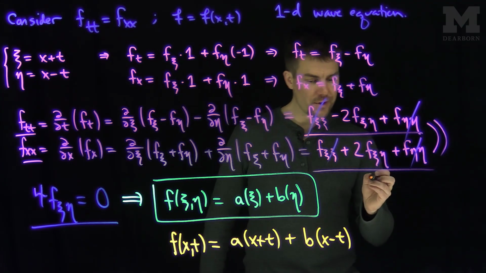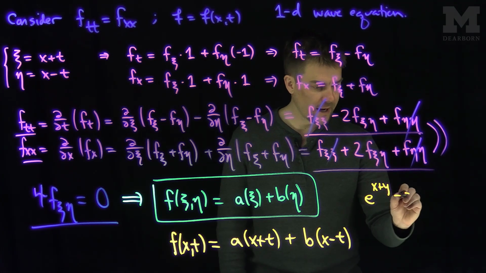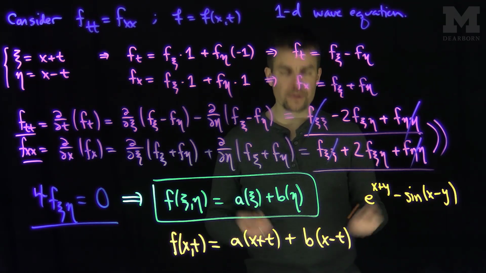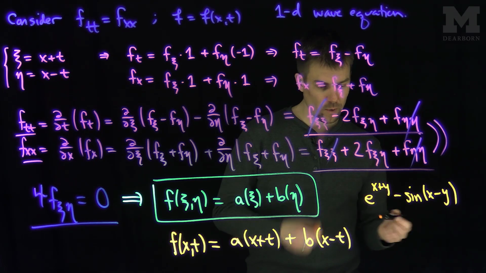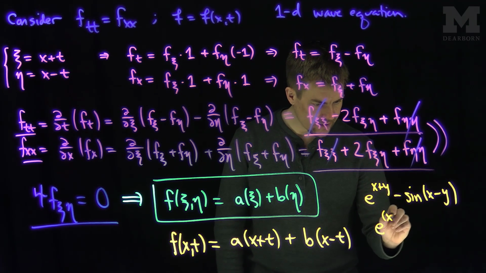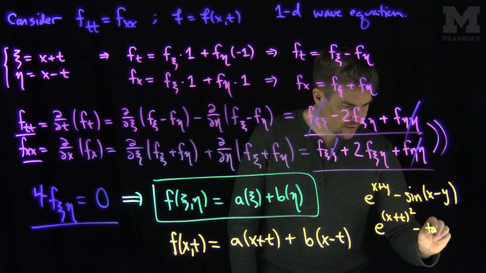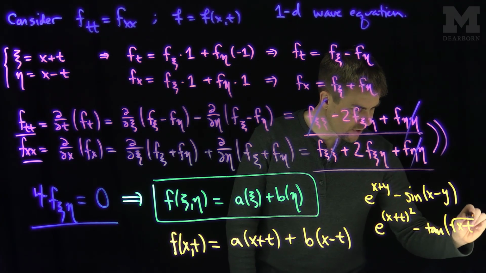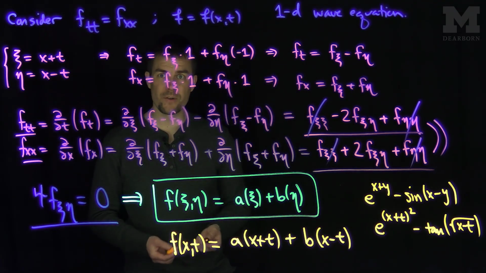For example, you could think of a function like e to the x plus t minus the sine of x minus t. That will be a solution to the wave equation. If we look at a function like e to the (x plus t) squared minus the tangent of the square root of x minus t, wherever that's defined, that'll be a solution to the one-dimensional wave equation.